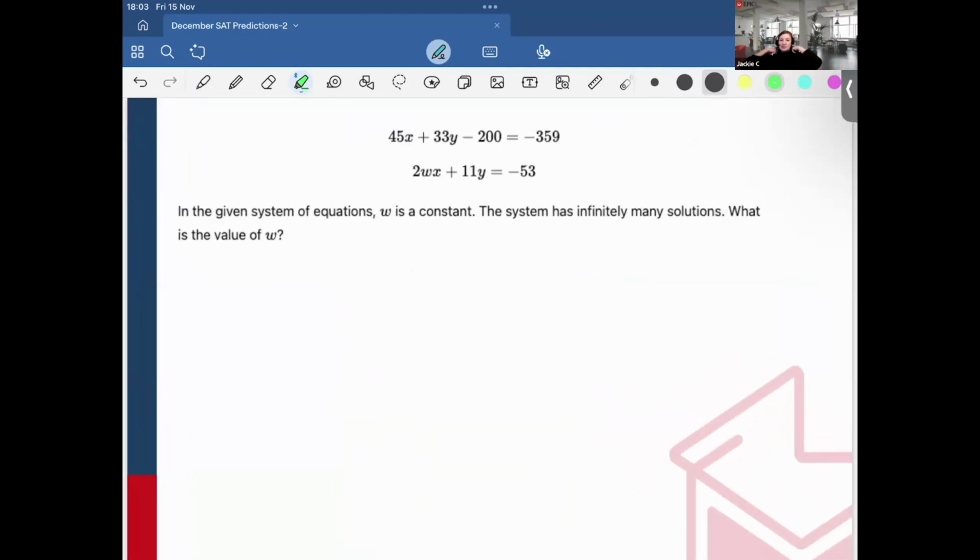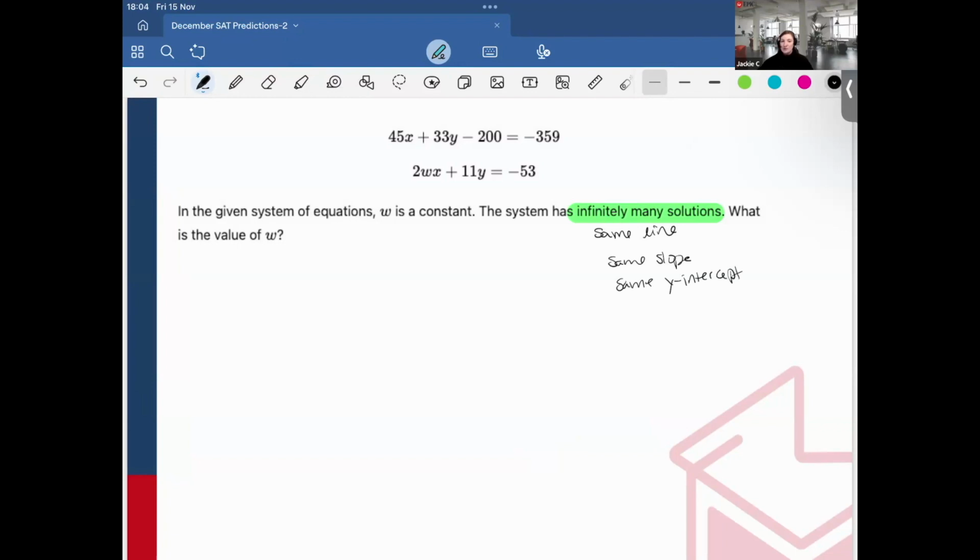So this one is very similar to the previous one, except it says in the given system of equations, W is a constant. This system has infinitely many solutions. What is the value of W? So again, I recognize there's two linear equations provided. Infinite means that they are the same line, and the same line always has the same slope and same y-intercept.